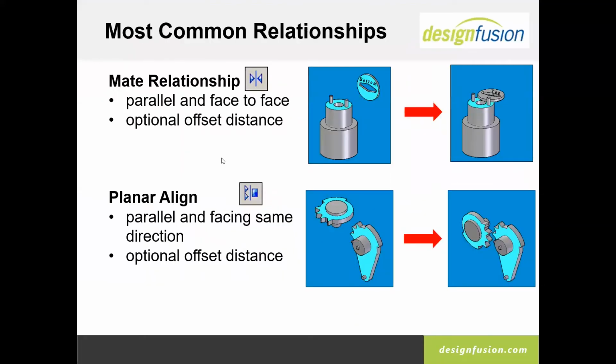So let's review some of the common relationships, or at least the most common relationships. We have the mate relationship, so face to face. Now, keep in mind that they don't have to be touching to have a mate relationship because it's looking at the plane of the face, not the face itself. Same with planar alignment. They're side by side, so both faces facing the same plane. And here you see they're not touching, but they maintain a planar relationship.